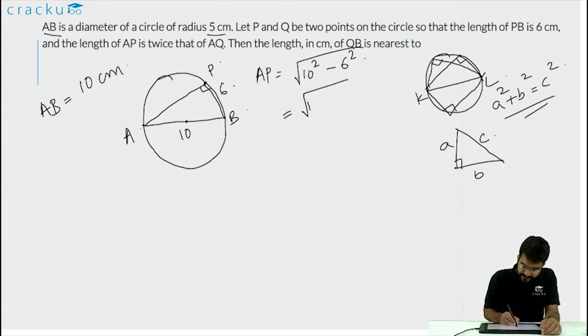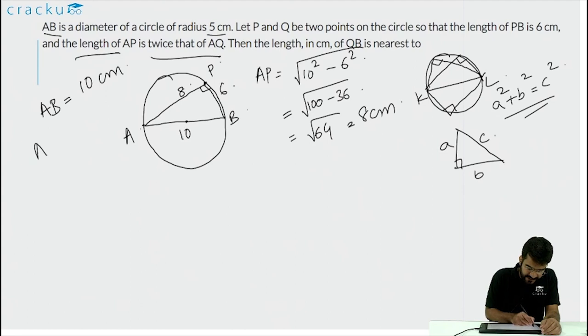This will be square root of 100 minus 36, which is equal to square root of 64, which is equal to 8 centimeters. So we know that the length of AP is 8 and the length of AP is twice the length of AQ. Therefore, the length of AQ will be 8 by 2, which is equal to 4 centimeters. So suppose Q is a point somewhere over here such that this is AQ, this is 4 centimeters. Then the length in centimeters of QB is nearest to. So we need to find out the length of QB.